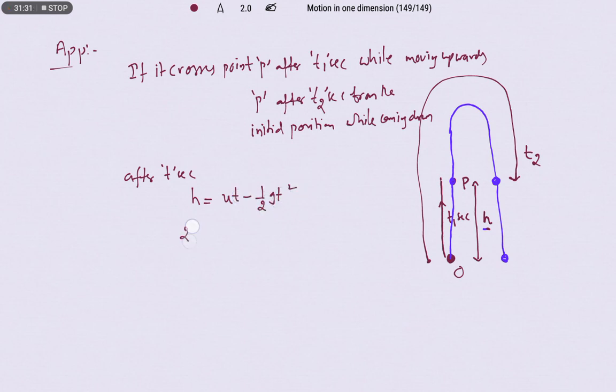So we can write this as 2h equals 2ut minus gt square. Now let us write this as gt square minus 2ut plus 2h is equal to 0. So we got a quadratic equation. With the help of this quadratic equation, we are going to find the roots of the expression for time. What is the use of the roots of the quadratic equation? Because we have two times. One is while it is moving upwards it crosses the point P. Another one is while it is moving downwards it crosses the point P.